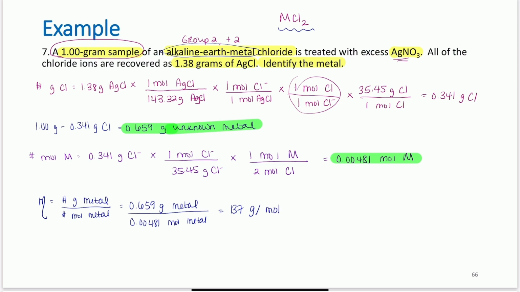Now look at the periodic table. What alkaline earth metal has a molar mass of about 137 grams per mole? It is barium. So the answer to this whole question is barium.